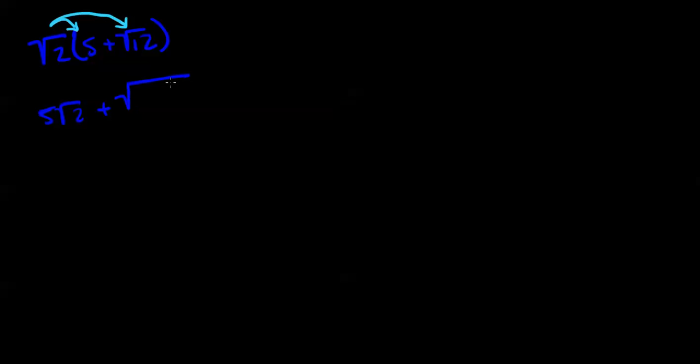Now we're going to look at an example that requires us to use the distributive property. We have radical 2 times the quantity 5 plus radical 12. So you want to go ahead and distribute the radical 2 to both terms. So 5 times radical 2 would give us 5 radical 2, plus radical 2 times radical 12, which would be radical 24.